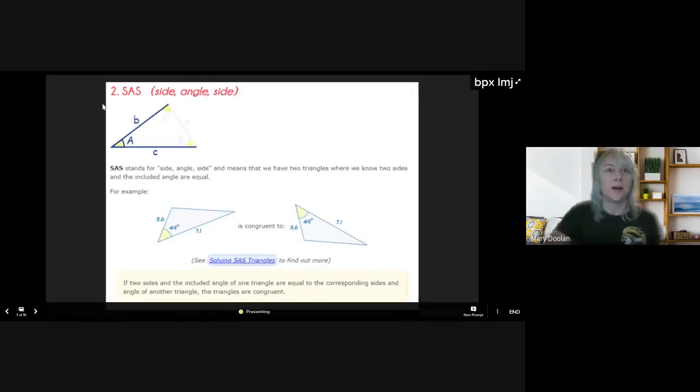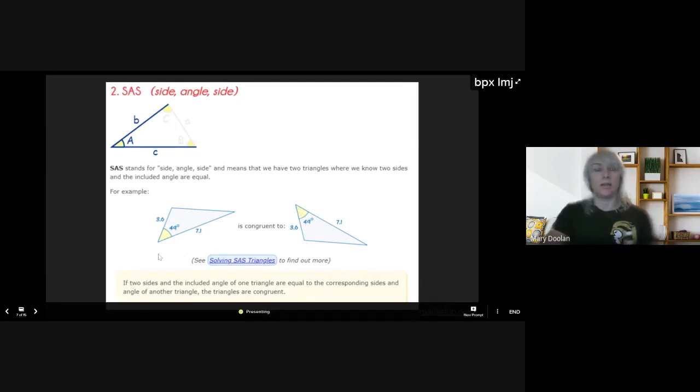Okay, good. So that was side. Now we're looking at this theorem, side, angle, side. So if we know that a side, an angle, and a side are the same on two triangles, we can say the two triangles are congruent. That's an example shown here: in this triangle, we know this side length, we know this angle, and we know this side length. And then over here, we have that repeating. So it's the side, the angle, and the side.